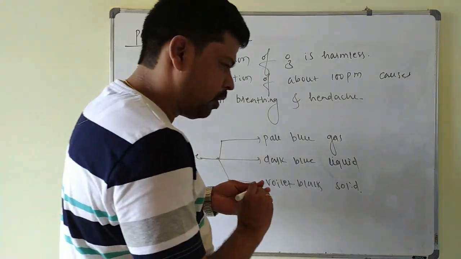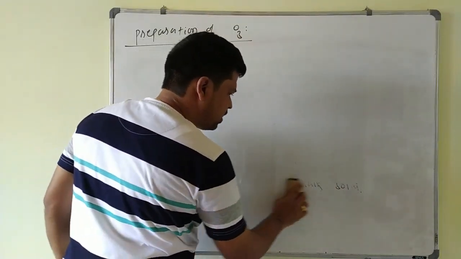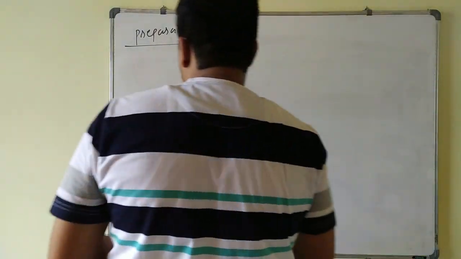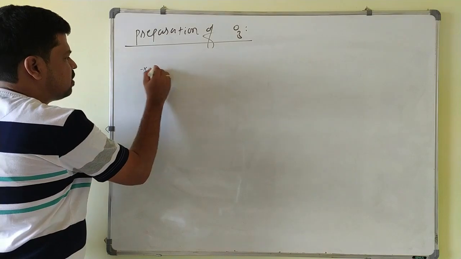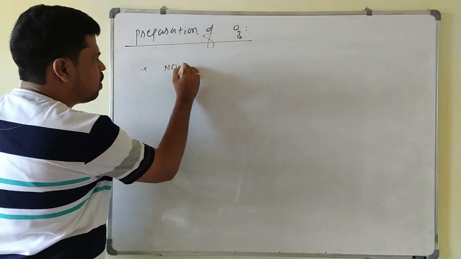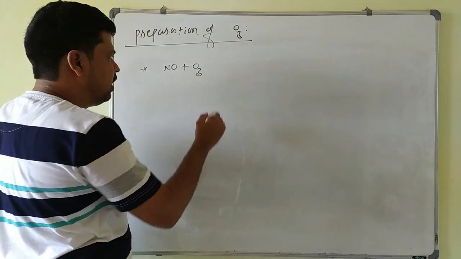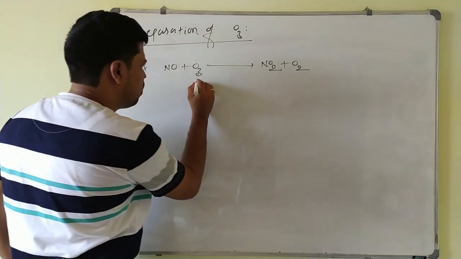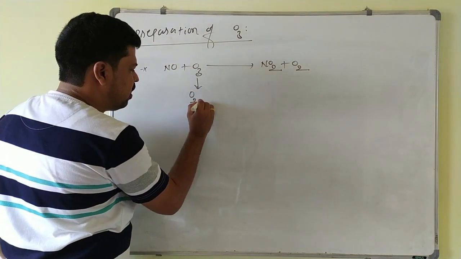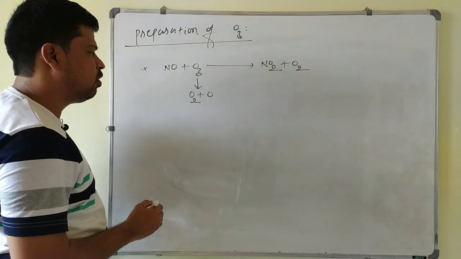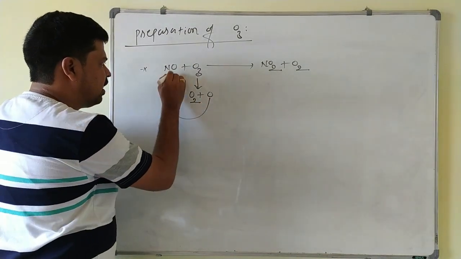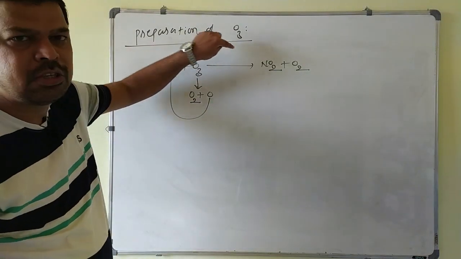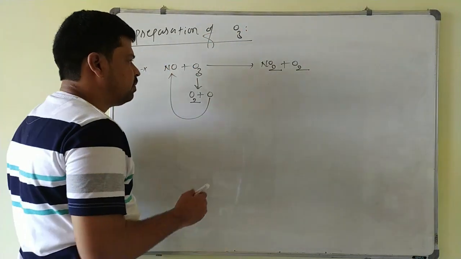Next thing, the property of ozone. What is the reason for the depletion of the ozone layer? In this case, nitric oxide NO readily combines with O3 to form NO2 and O2, because O3 is highly unstable. It gives O2 plus one nascent oxygen or atomic oxygen, which will readily combine with NO so that NO2 plus O2 is formed. So this nitric oxide is responsible for the depletion of the ozone layer.